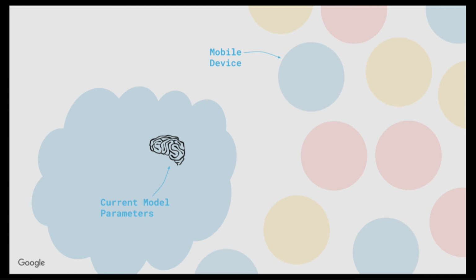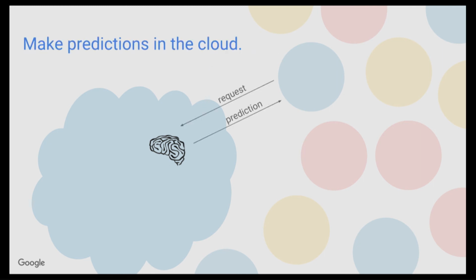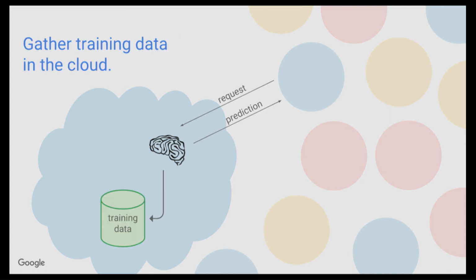You can think about something like a Google search, or you go to YouTube, you get predictions for what movies you want to watch, that kind of thing. So you send a request to the cloud. We use that model in the cloud to come up with recommended YouTube movies. And that prediction gets sent back to the device. And this works really well.